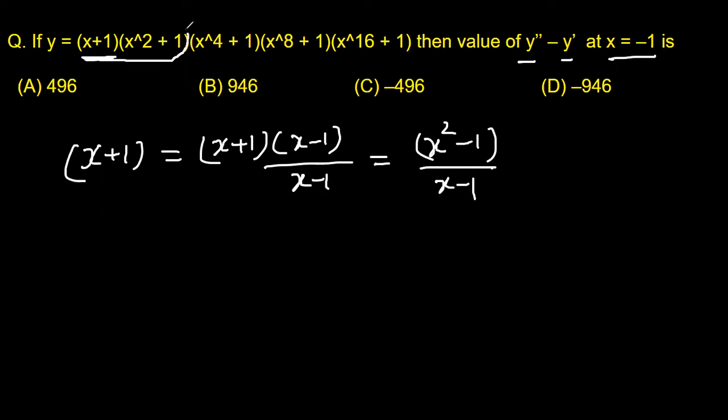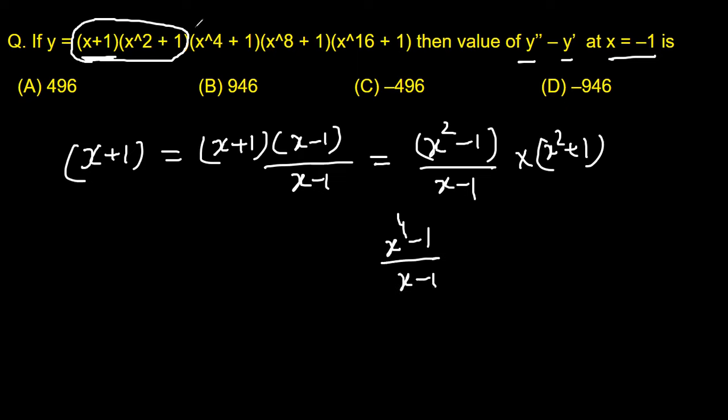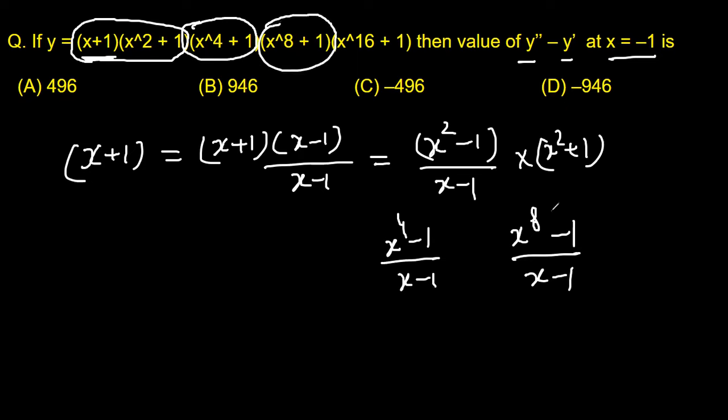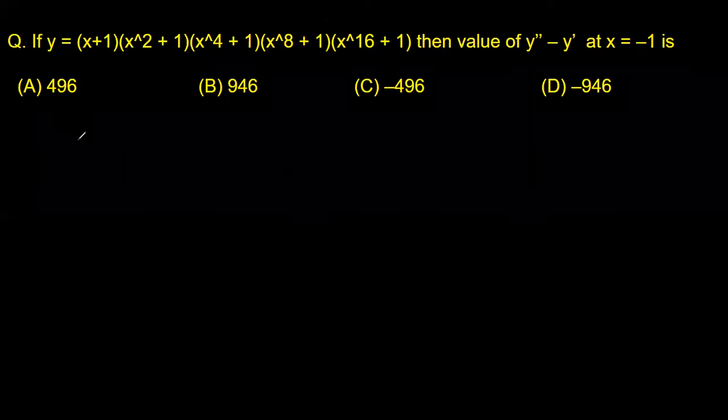Taking the first two together, if you multiply this by x square plus 1, just look at the numerator, you will get x to power 4 minus 1 by x minus 1. Again, this gets multiplied with x to power 4 plus 1. So that would be x to power 8 minus 1 divided by x minus 1. Again, multiply with x to power 8 plus 1. So that would become x to power 16 minus 1 divided by x minus 1. And multiply this with x to power 16 plus 1. You get x to power 32 minus 1 divided by x minus 1.